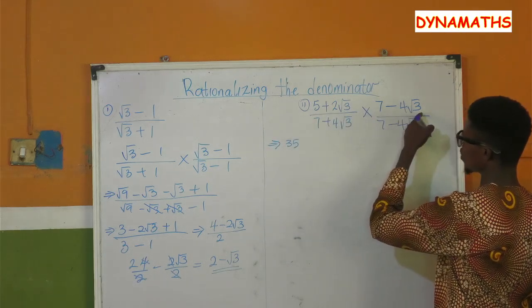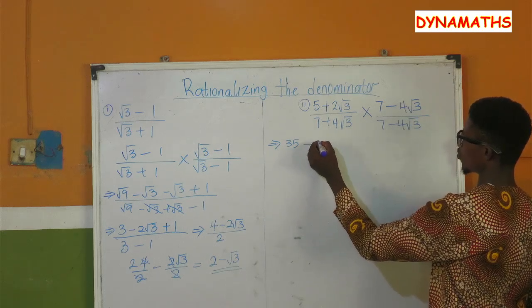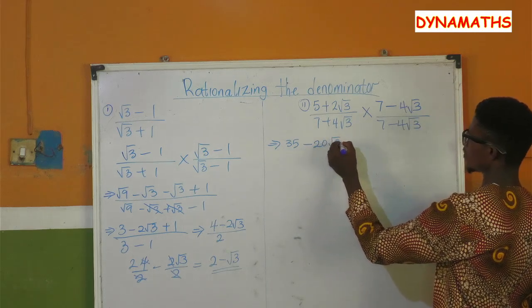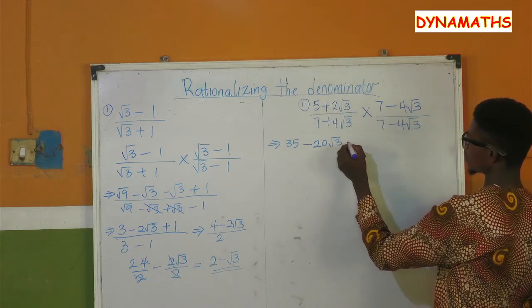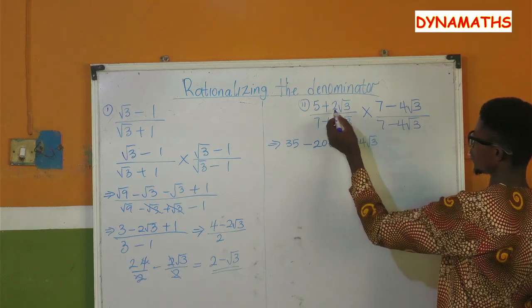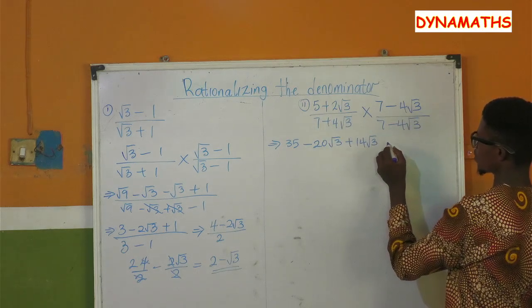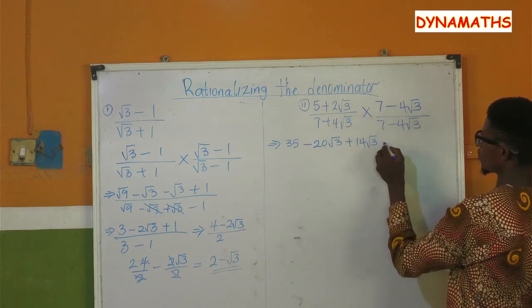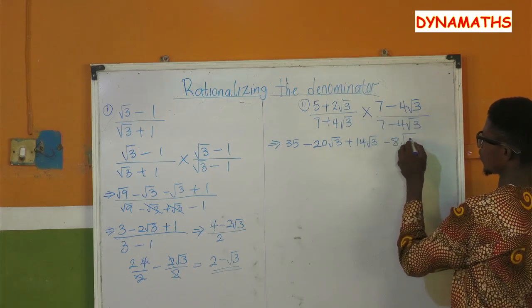5 times 4 root 3. 5 times 4 is 20. So that will be minus 20 root 3. 2 root 3 multiplied by 7 is plus 14 root 3. Then plus 2 root 3 multiplied by 4 root 3. That will give us 2 times 4 is 8. So that's minus 8. And root 3 times root 3, that's going to give us root 9.